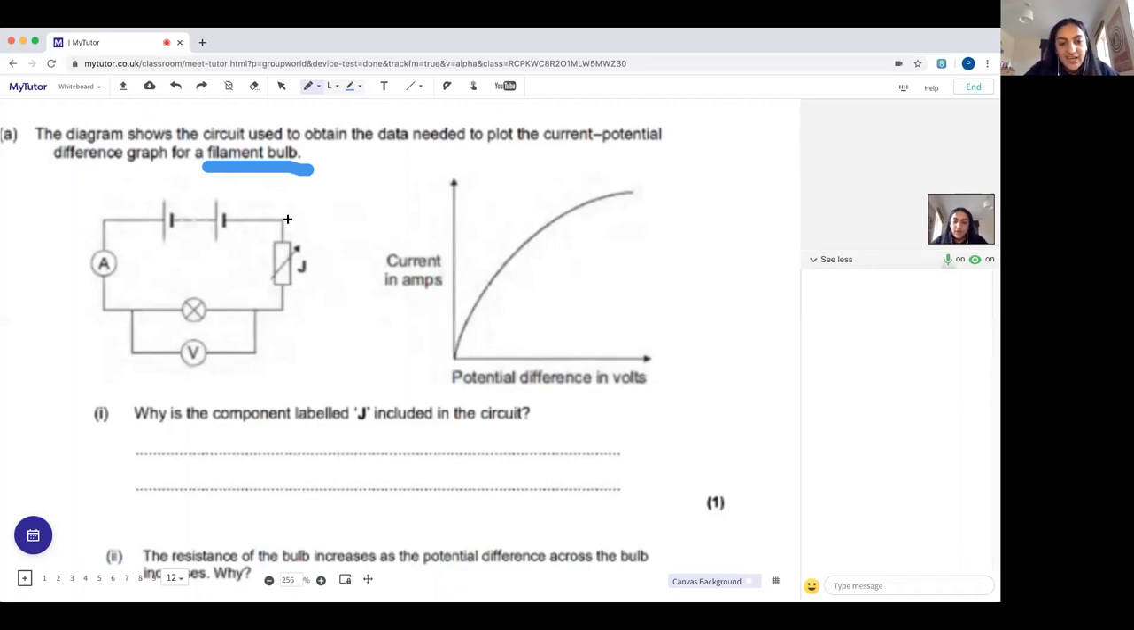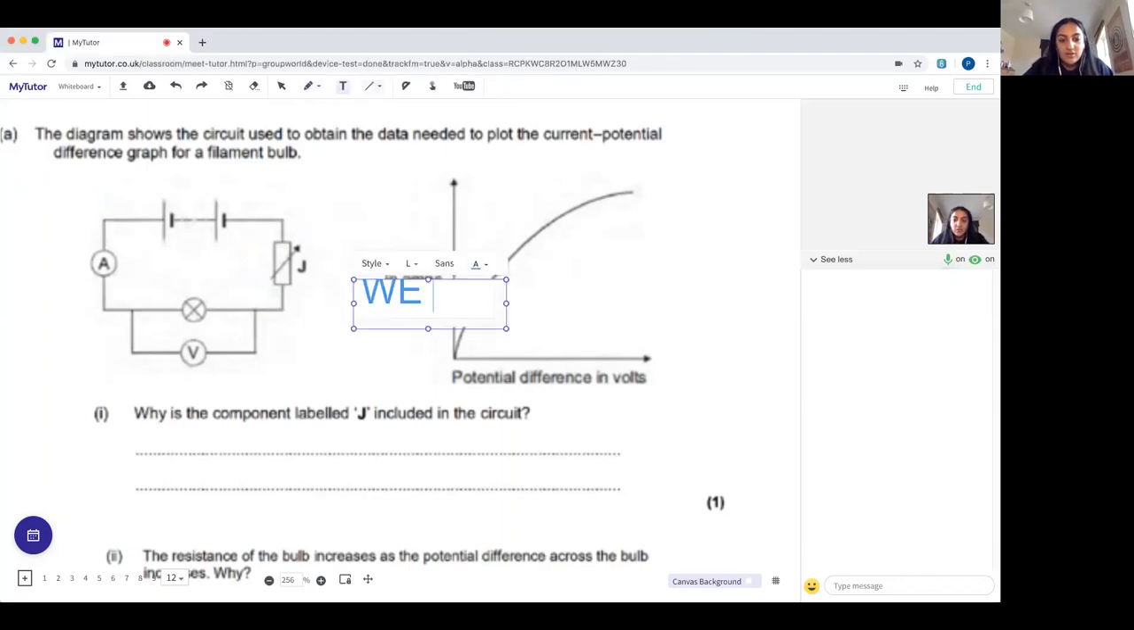Okay, so if we have a variable resistor, which is this here, we can vary resistance. Now, by V equals IR, if we can change resistance, then we can change current. Okay, so it would be useful to change the current going through the circuit. Okay, so that is what we use variable resistors for.